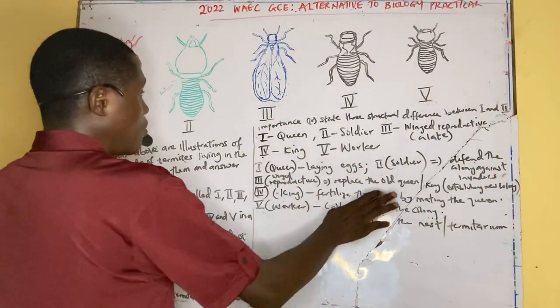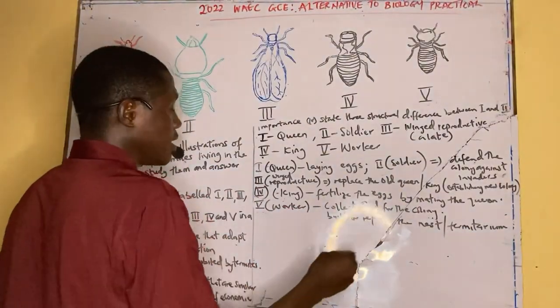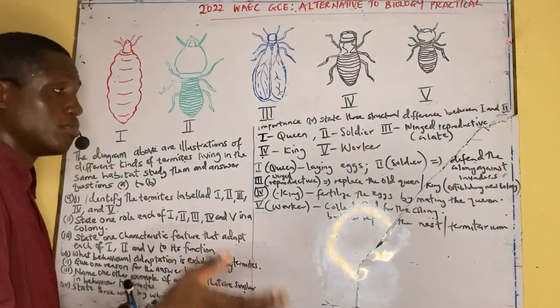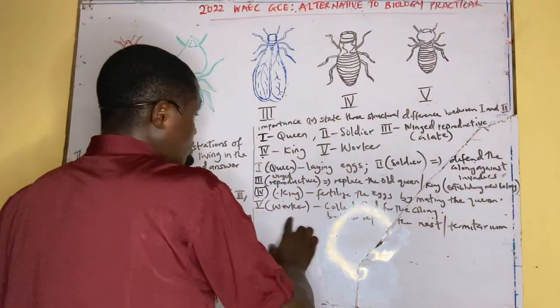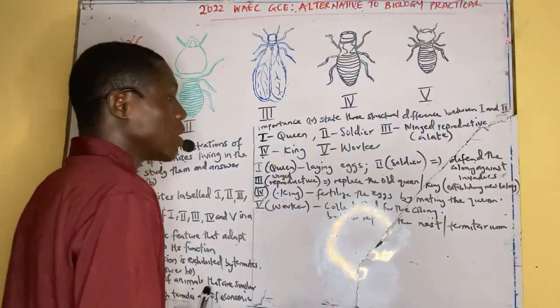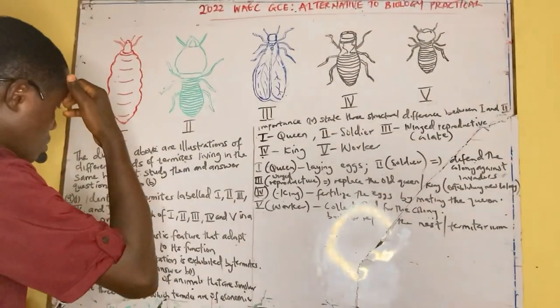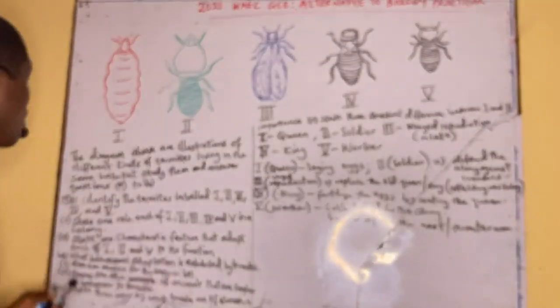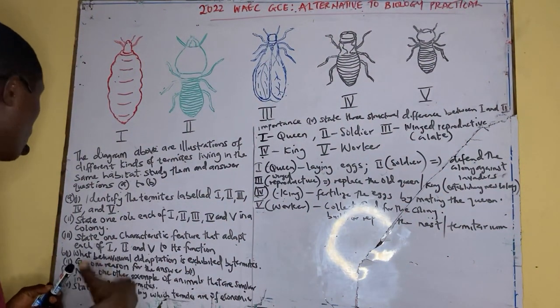The queen lays eggs. The soldier defends the colony against the invaders. The reproductive replaces the old queen or the king. The king fertilizes the egg or mates the queen. Whichever one you write, you are still getting it. The worker collects the food for the colony and also builds or repairs the nest or termiterium when they are damaged. So that's that about their functions and the role they took in the organization.